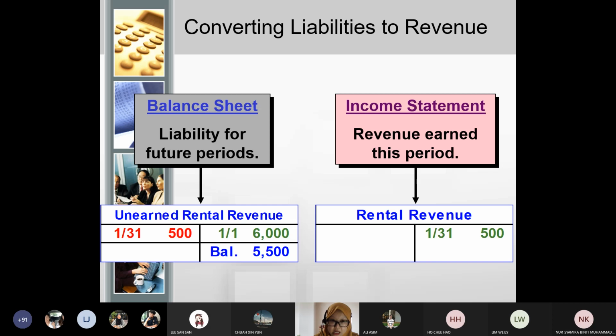Okay, which is 5,500. And in the income statement, we will recognize the revenue earned, which is 500.